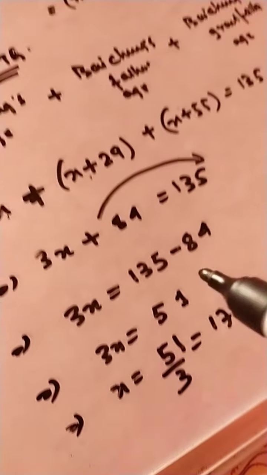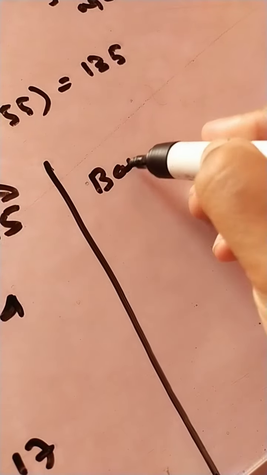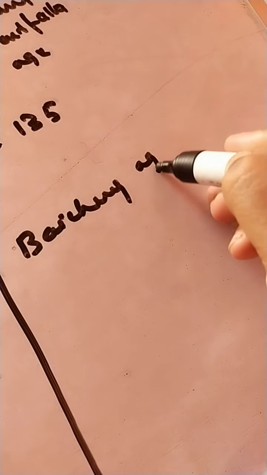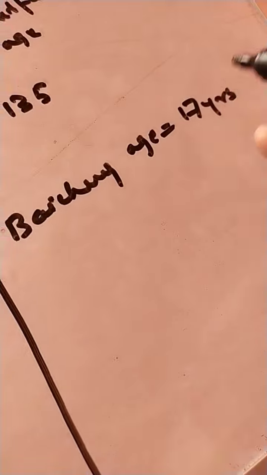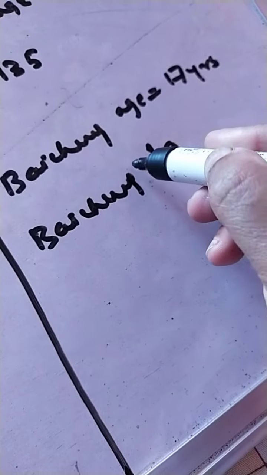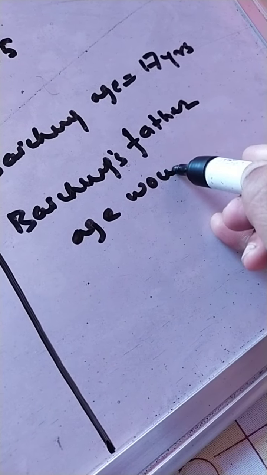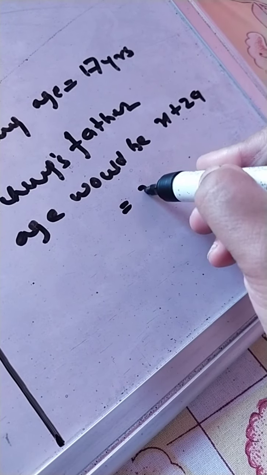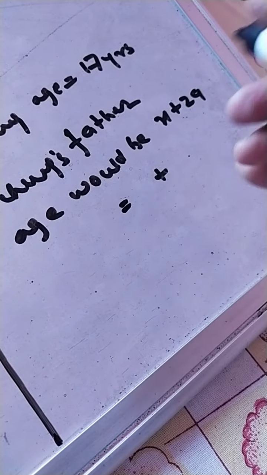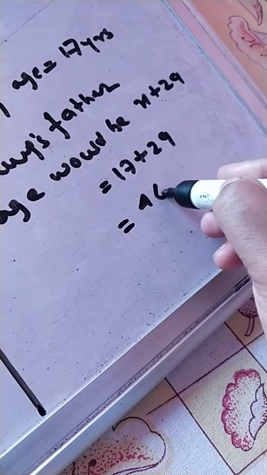Now what was x? Whose age was x? Baichung's age. So now we'll conclude the solution: Baichung's age is equal to 17 years. Now Baichung's father's age would be x plus 29. In place of x I will put the value, that is 17 plus 29. That will give you 46 years.